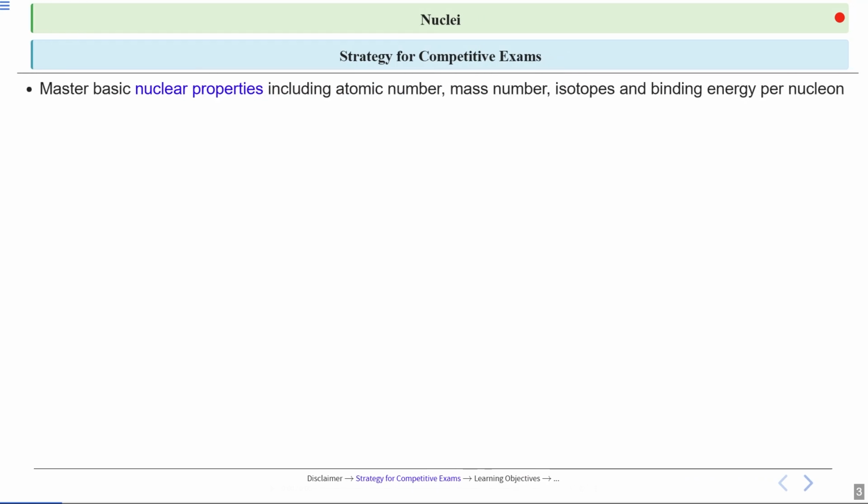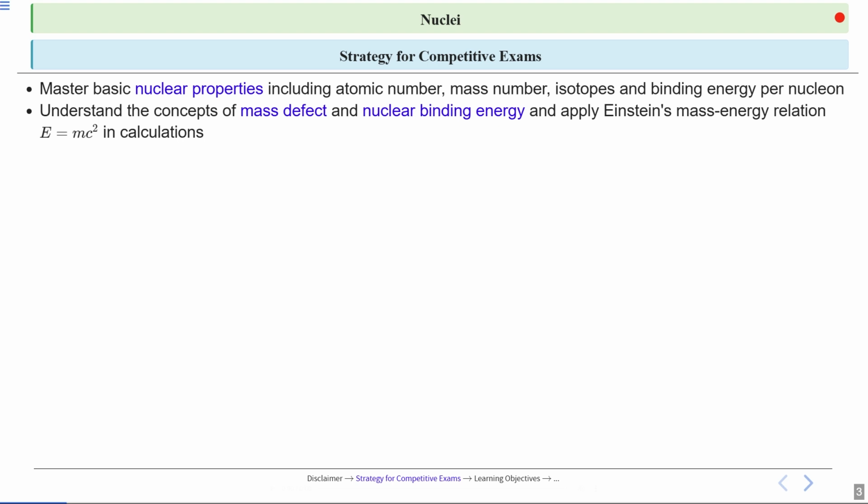Let's see the strategy for competitive exams for the chapter Nuclei. Start by mastering the basic nuclear properties. You should focus on atomic number, which tells us the number of protons in a nucleus, and mass number, which is the total number of protons and neutrons. Understand the concept of mass defect and nuclear binding energy.